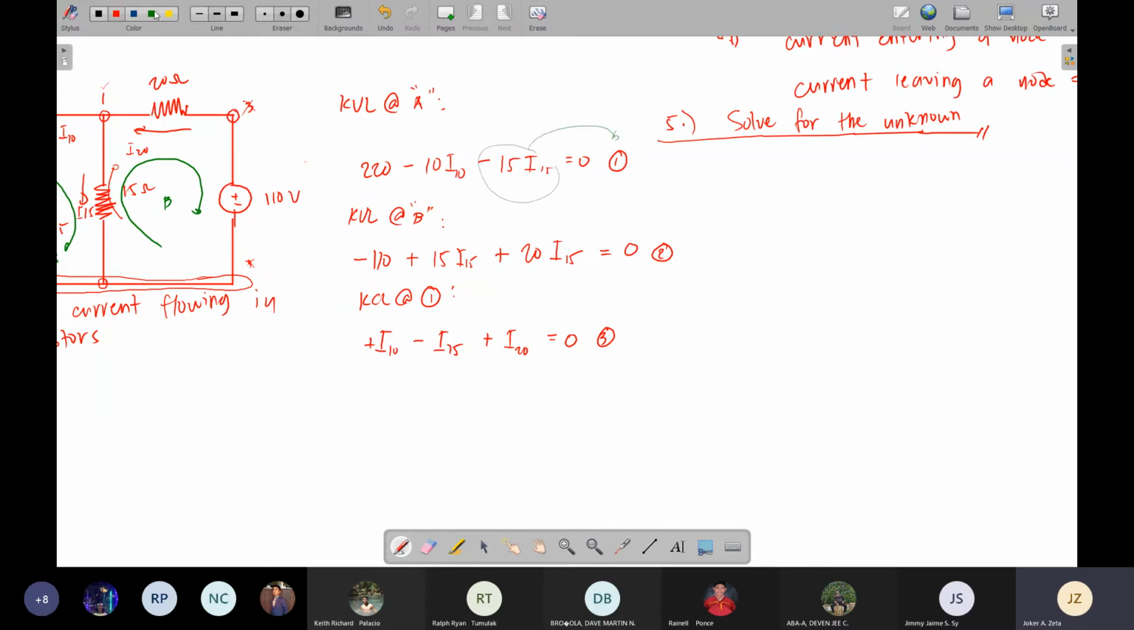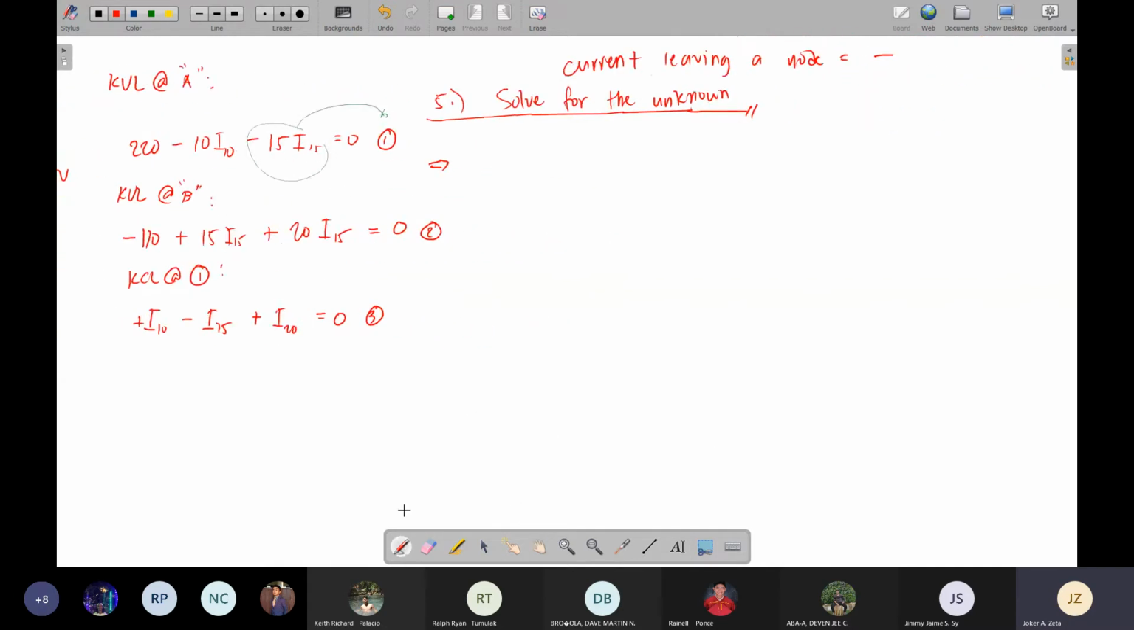So it becomes I15 is equal to 220 minus 10 I10. And then since it is 15 I15, we divide by 15. Okay, so let's call it equation 1 prime. Okay, and then how about equation 2?